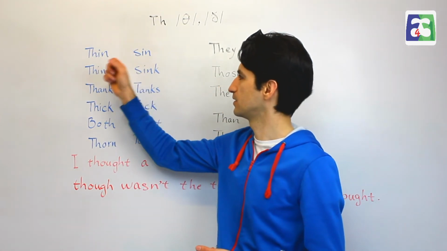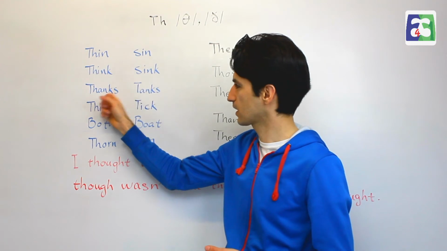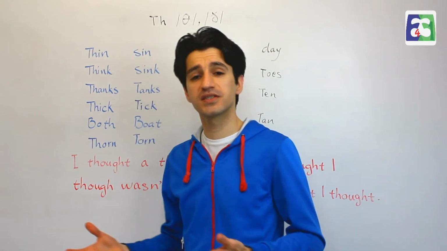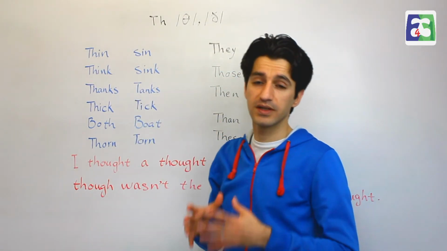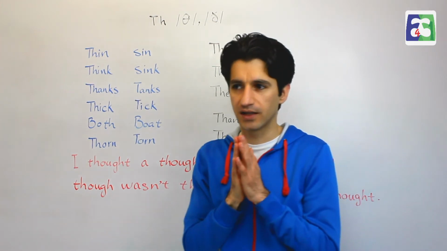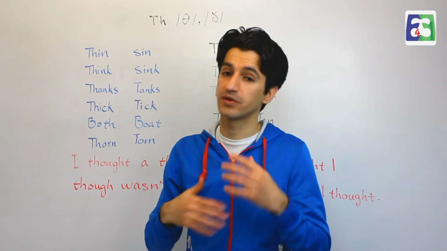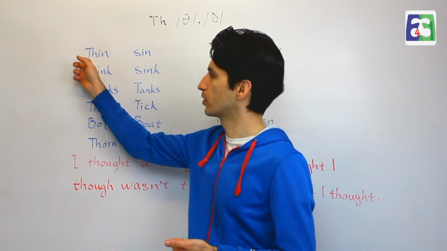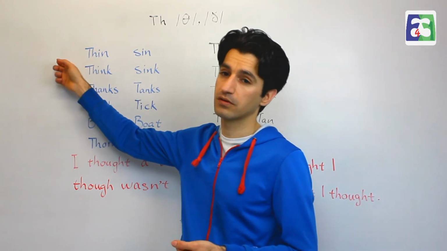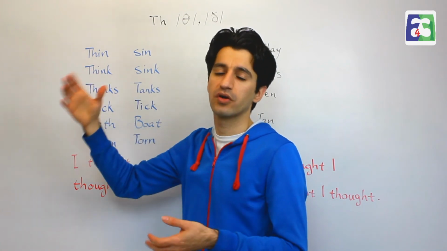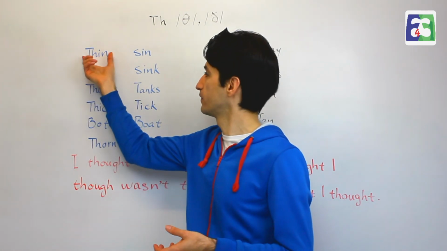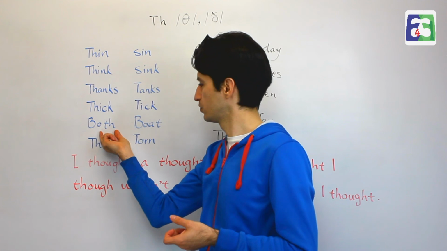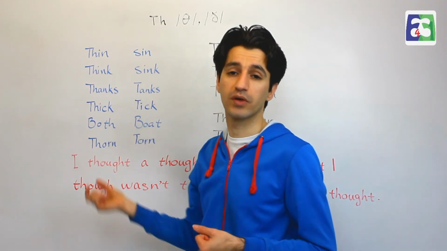Okay, so thin, sin, think, sink, thanks, tanks, thick, tick, and the rest for the other ones. So the first stage is the sound itself. Let's work on the sound itself and pronounce it for seconds, and when we find we've got it, and we feel that yeah, we can pronounce it, then we come to the words and we start with a long th sound, and then try to cut it shorter and shorter. And then when we master the words that start with th, we go to the ones that have a th sound in the middle or at the end.